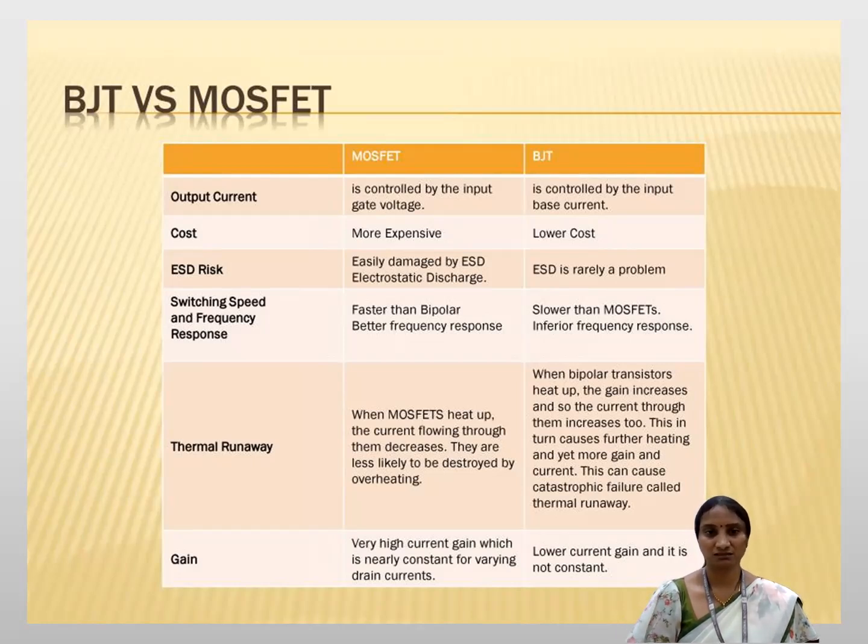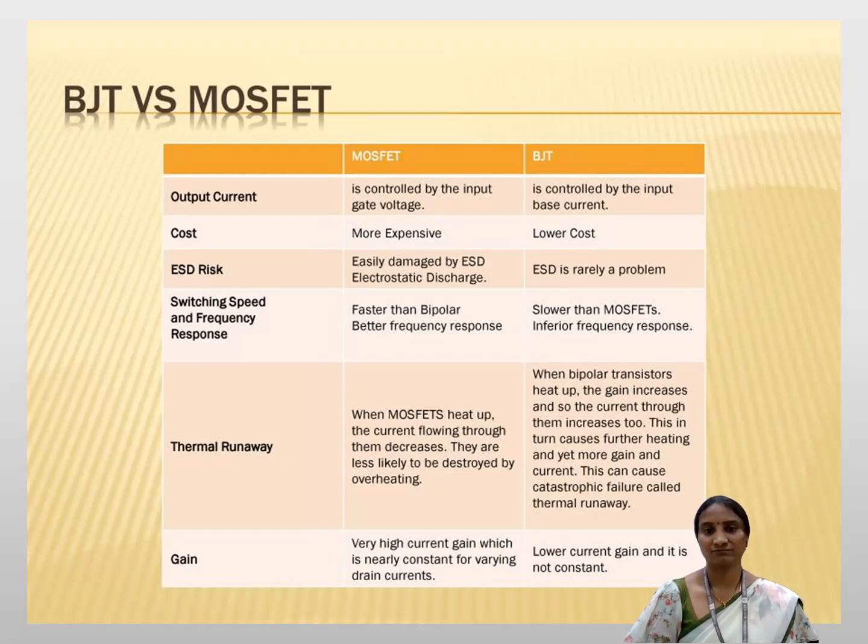Coming to the thermal runaway point, when the MOSFETs heat up, the current flowing through them decreases. They are less likely to be destroyed by overheating. In the BJT, when the bipolar transistors heat up, the gain increases, and so the current through them also increases. This in turn causes further heating, more gain and more current, which can cause a failure and this leads to thermal runaway.